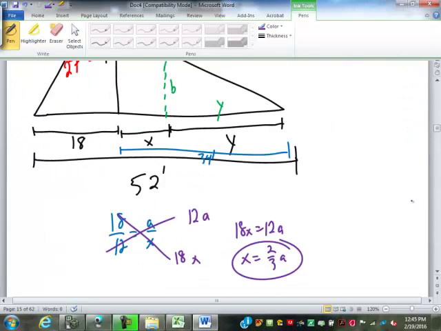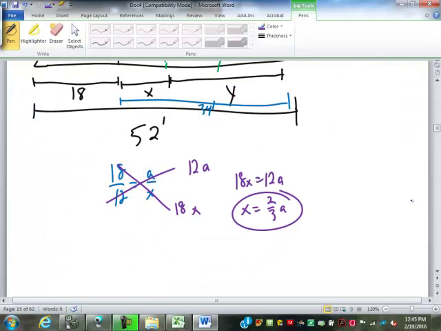Go where? To this? Yeah, cross multiply. Cross this way I get 18 times x is 18x. 12 times a equals 12a. So those two have to equal each other. 18x equals 12a. I divide by 18. 12 divided by 18 is 2/3.